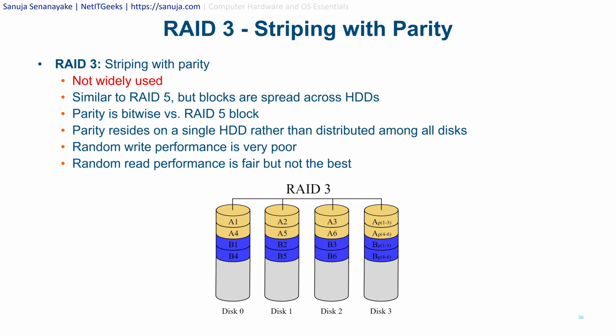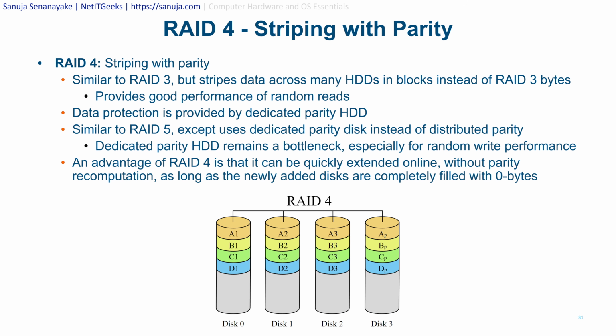And the parity resides on a single hard drive rather than being distributed among all disks. That's another problem with this type of RAID. The random write performance is very poor, and the random read performance is fair but not the best. As a result, again, RAID 3 is not widely used or implemented in the modern day industry.